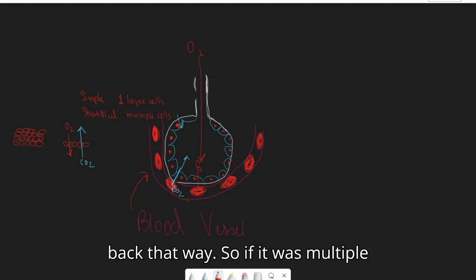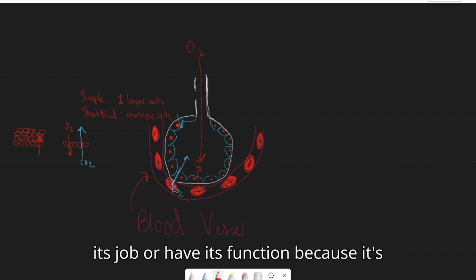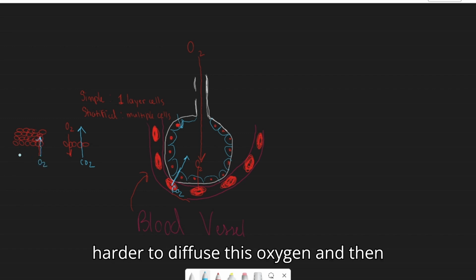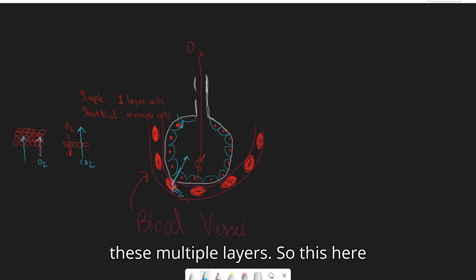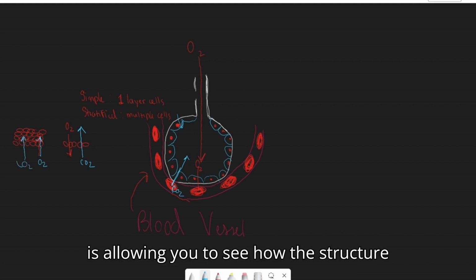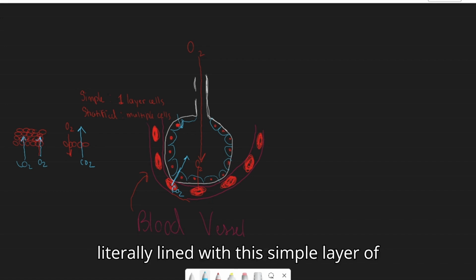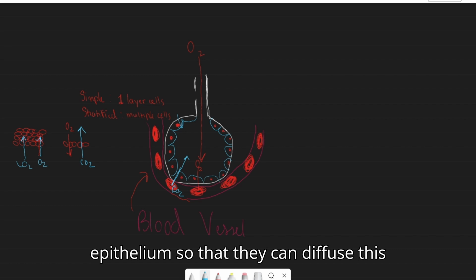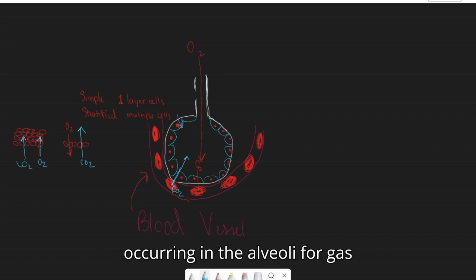If it were multiple layers, or a stratified squamous epithelium, it would not be able to do its job, because it's harder to diffuse the oxygen and the CO2 through these multiple layers. So this allows you to see how the structure matches the function. They're literally lined with this simple layer of epithelium so that they can diffuse the oxygen through. And this is what is occurring in the alveoli for gas exchange.